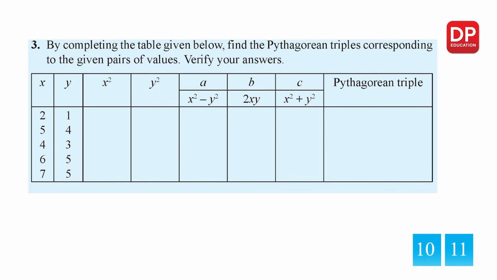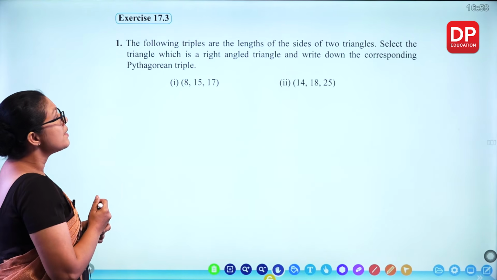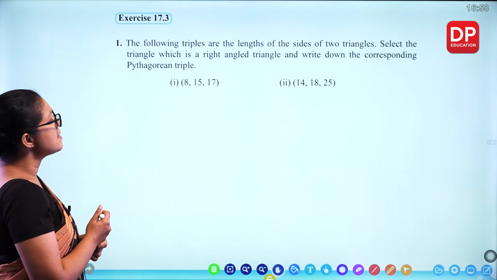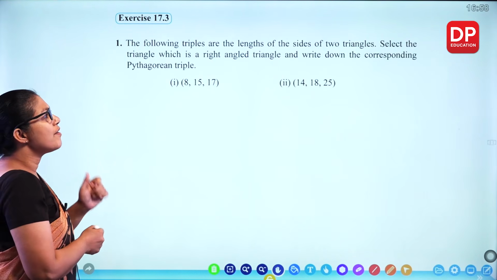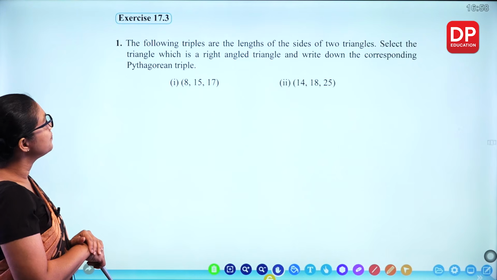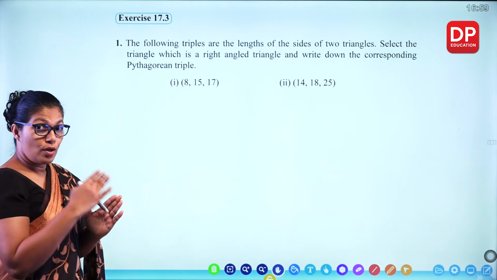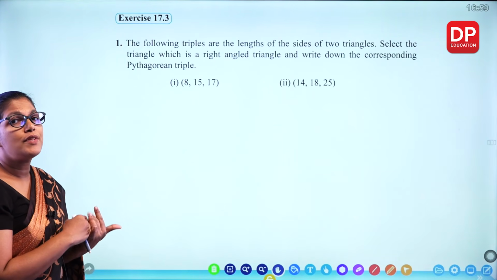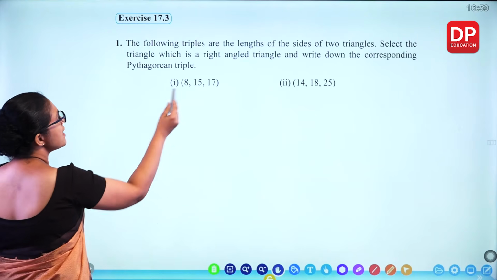Exercise 17.3. The following triplets are the lengths of the sides of two triangles. Select the triangle which is a right angle triangle and write down the corresponding Pythagorean triple. So how can we do that? We know longer side squared is the sum of the other square terms. We'll square it and see.